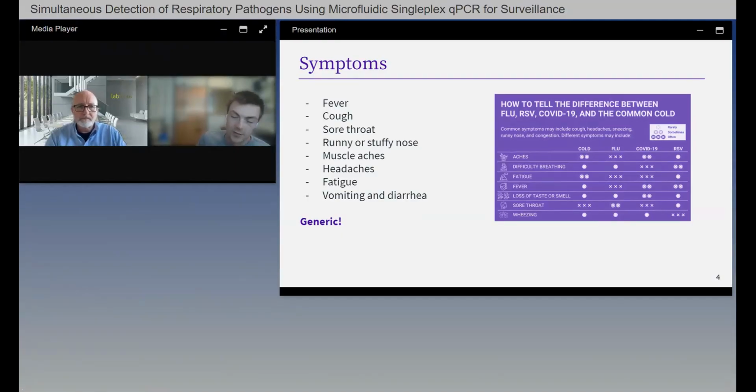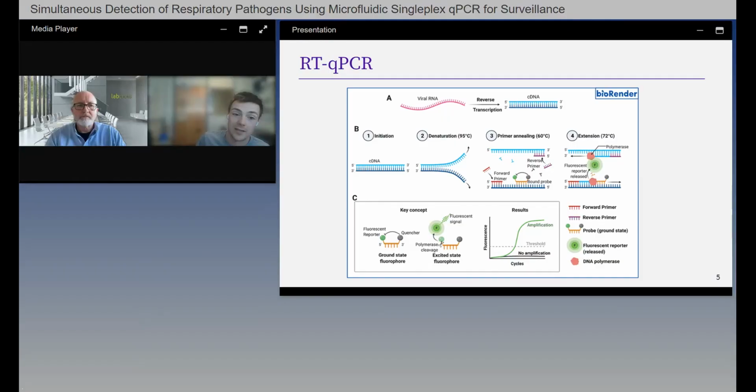The symptoms of a lot of respiratory viruses are very, very similar, and despite handy charts as shown here, it's often impossible to pick out what you've got from deciding if you've got a fever, a cough, or a sore throat. They're so generic, and the only real way to tell is by a molecular diagnostic method.